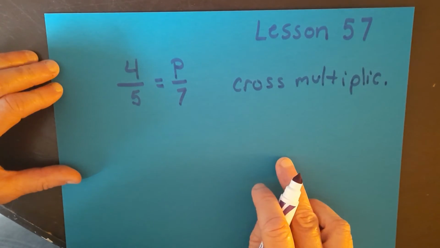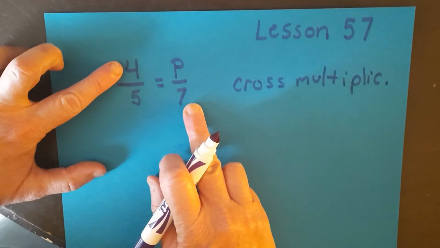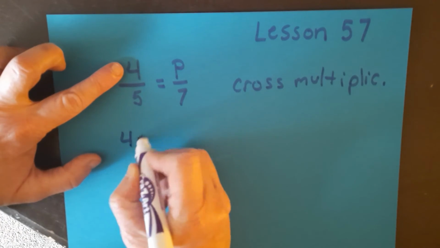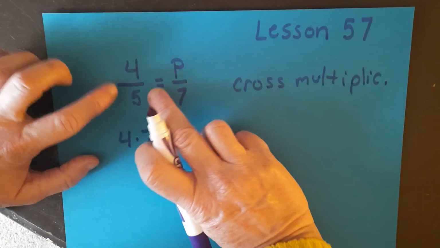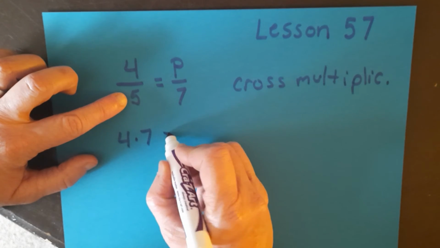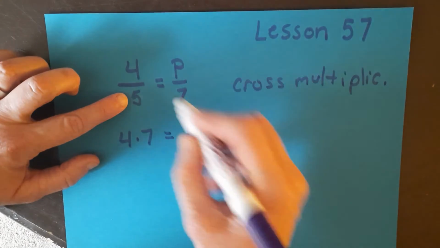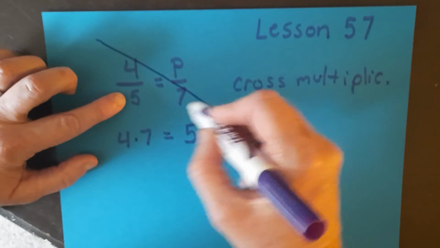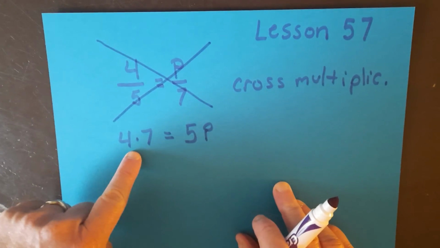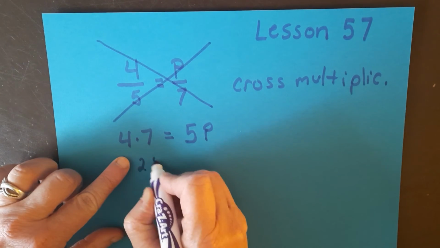And how we do that is we take the numerator on one side of the equation and multiply it by the denominator on the other side of the equation. So we have 4 times 7. Then we take the numerator on the other side of the equation and multiply it by the other denominator, which gives us 5 times p. It makes a cross. That's why it's called cross multiplication. 4 times 7 on one side and p times 5 on the other. 4 times 7 is 28.